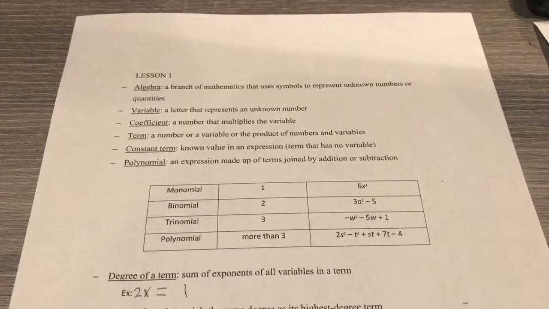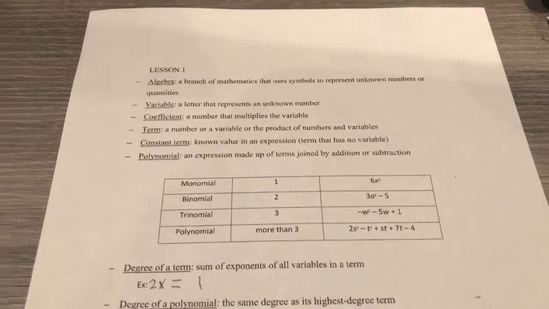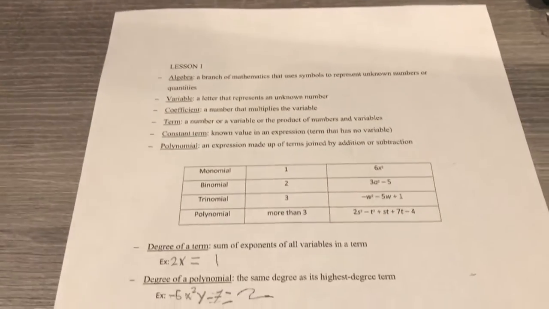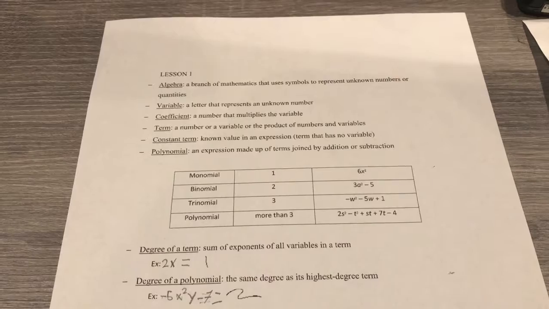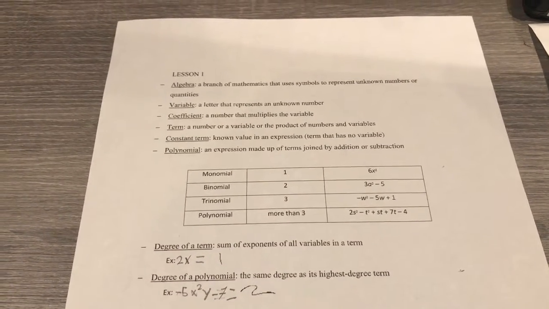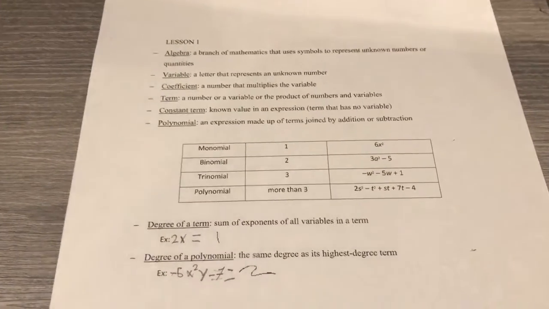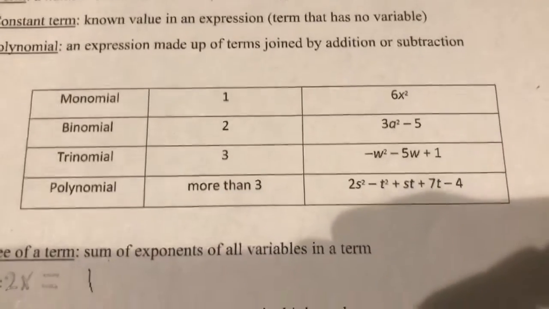Fourth, a term, a number or a variable or the product of numbers and variables. Fifth, constant terms, no value in an expression, a term that has no variables. Last, polynomials, an expression made up of terms joined by addition or subtraction. Next, we learn about these things.